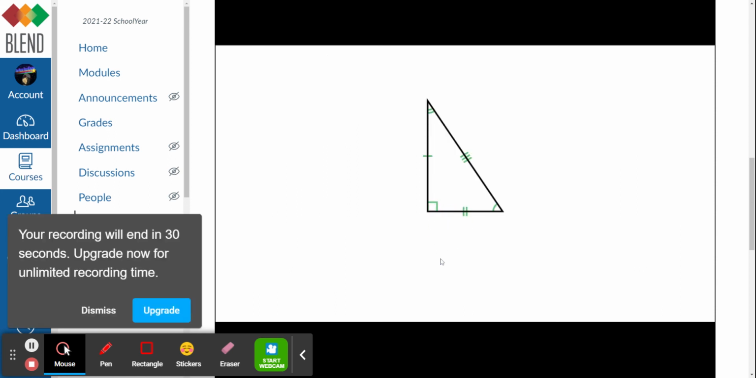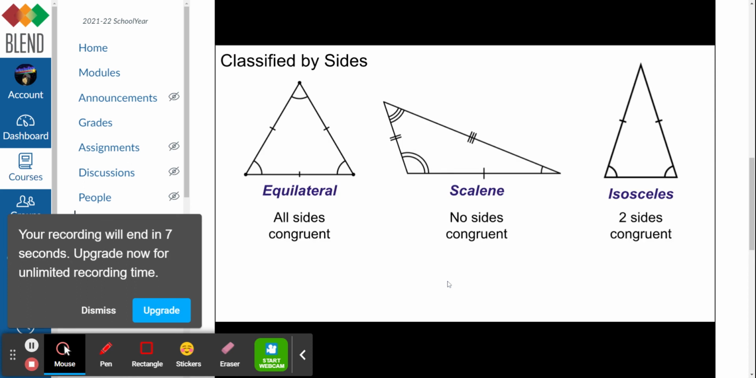So now we can classify this in 2 different ways. So I want you to think about it. What kind of angle is on this triangle? Hint, hint. And then look at the side lengths. Are there no congruent sides, 2 congruent sides, or 3 congruent sides? All right, and then remember, equilateral 3, scalene none, isosceles 2.